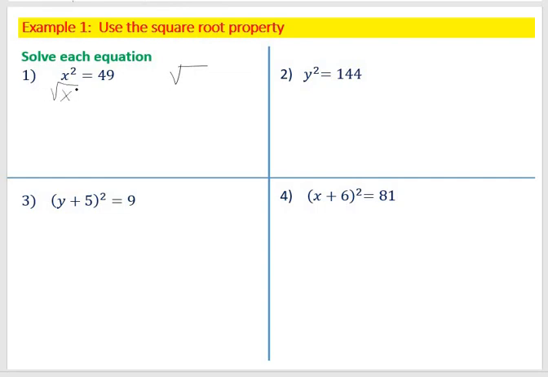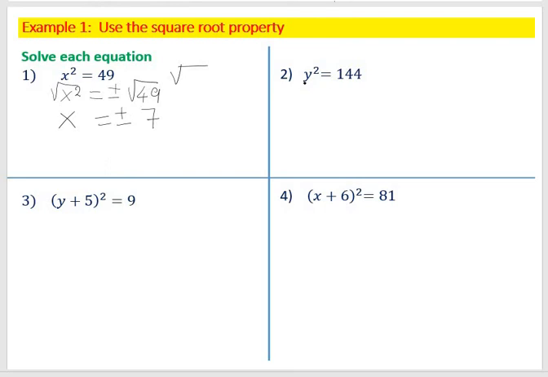This will be the square root of x squared equals positive or negative the square root of 49. And don't forget this positive or negative. Why? Because this x squared, for example, it can be 2. 2 squared is 4. And it can be at the same time negative 2, because negative 2 squared is still 4. Of course, the square root of anything squared cancels the square, which leaves x equals positive or negative 7.